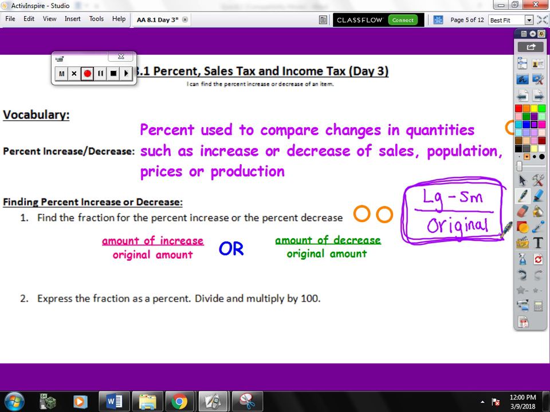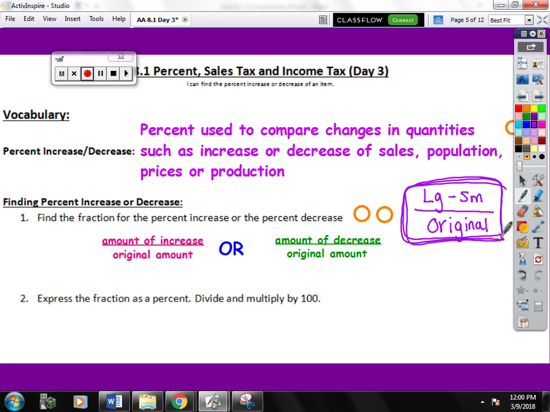You're never going to have a negative, because we write the word decrease instead of a negative. So you'll take the larger number minus the smaller number, divided by the original, whatever the original cost or population or whatever was, and then we will write the fraction as a percent. So we'll actually divide them and multiply by 100 to get our answer as a percent, increase or decrease.